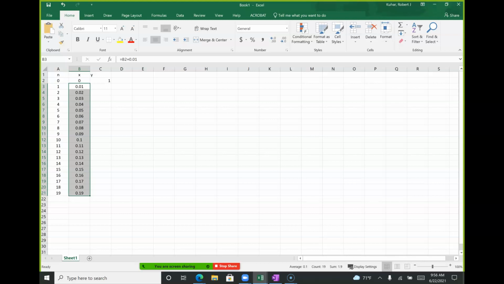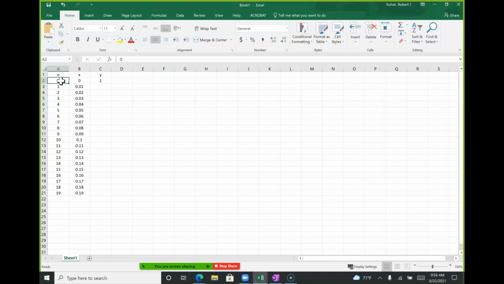So I've got columns N, X, and Y, just like on my paper, right? And N is just the number of steps. So my initial start, there's no step. I didn't do anything. I had an initial value of 0, 1. So my first line is N is 0, X is 0, Y is 1.